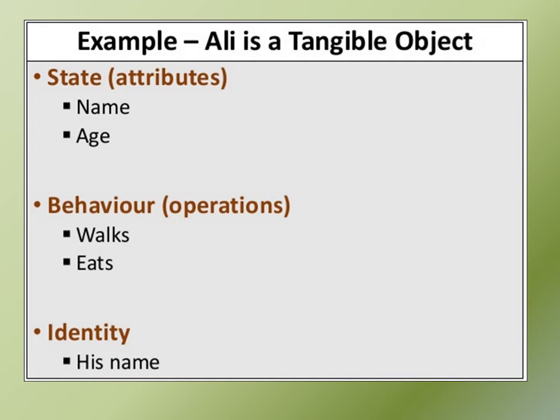Example: Ali is a tangible object. So what is the state? That is the attributes, name and age. These are the attributes of Ali. Then behavior, that is the operations. Ali can walk, Ali can eat. So this is the behavior, or the operations that can be done by the object. And identity, his name. How can we differentiate Ali from any other person? Because of his name. One object can be differentiated from another object by using its name. So these are the characteristics, state, behavior and identity, which every object has.